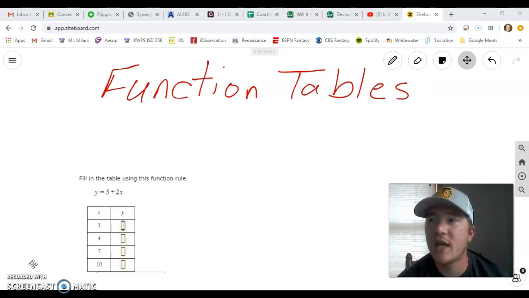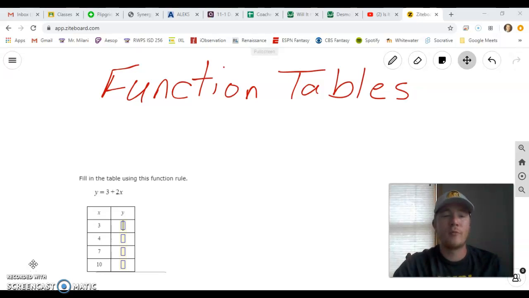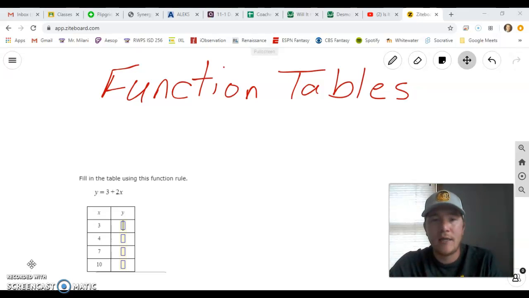Today's a pretty straightforward day where you're going to be working with function tables, and really it's just plugging in a variable and finding the other one. So it's almost like the second half of what we were doing when solving for systems. So it's stuff that you've seen before, just in a little bit different context.